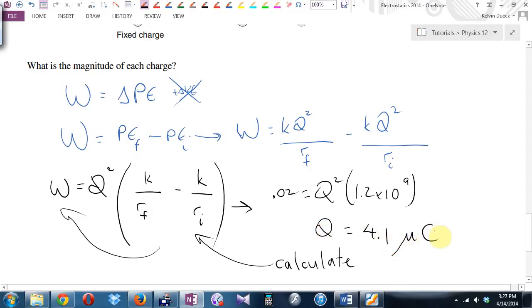I was freaking out for a little bit with that big 10 to the 9th, but actually that gave us a nice answer. It kind of reassures me that I did it right.